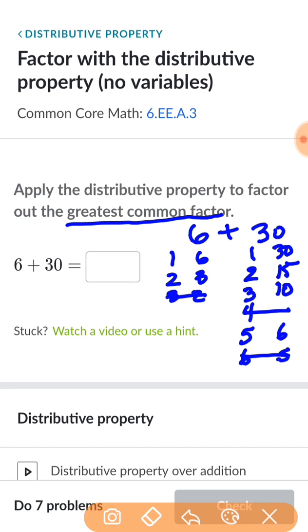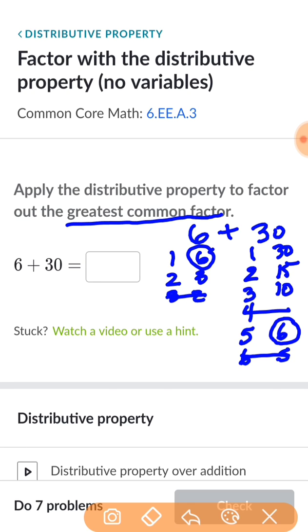So at this point, since I've found all of my factors, I'm looking for the greatest common factor, which I can see is 6, the largest number that shows up on both lists. And again, I'm hopeful that you can already do this in your head. But for those of you that couldn't, use this as a reference until you get used to it.